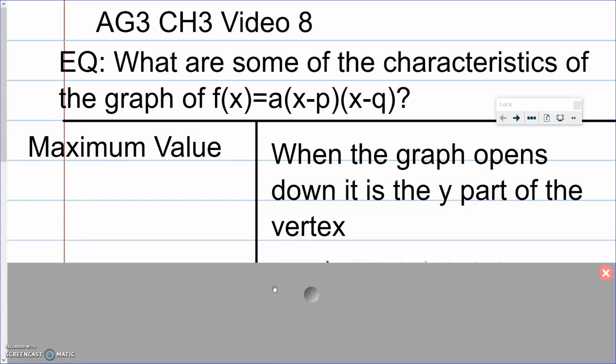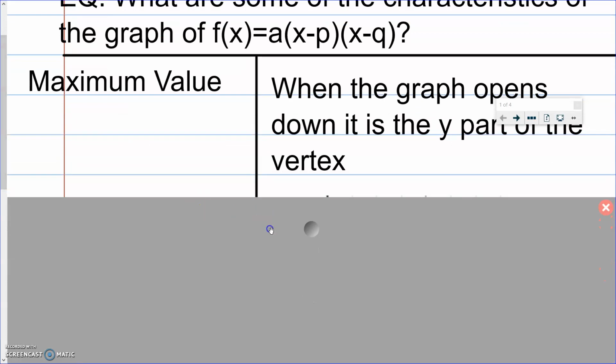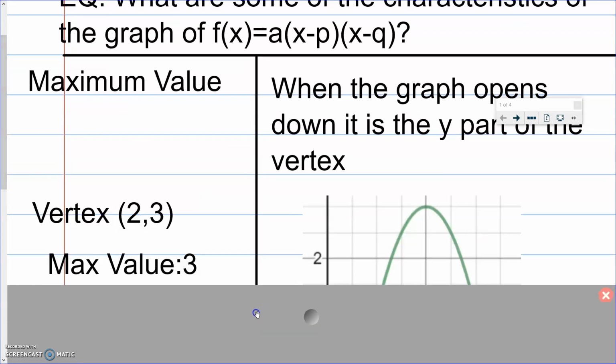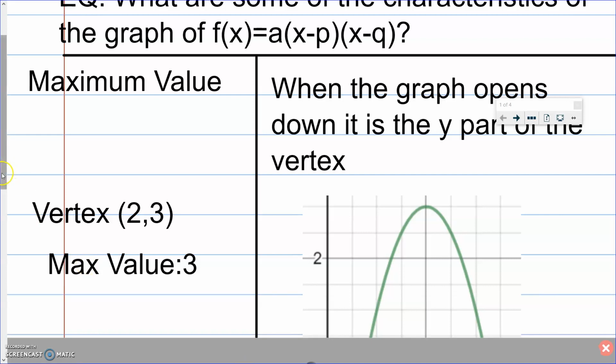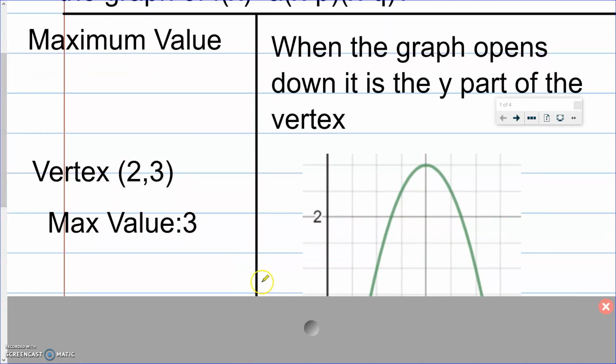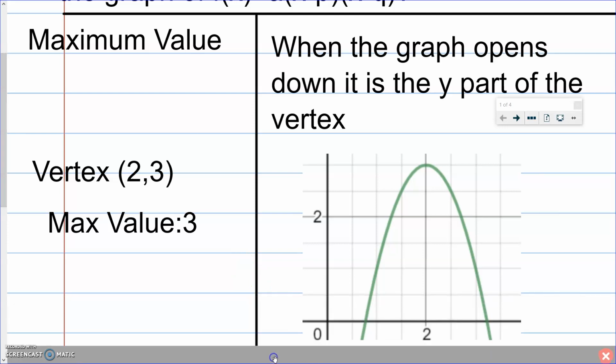We're going to be looking at the maximum value. It's when the graph opens down. It is the y part of the vertex. It'll be the maximum value of our function. So when we have a graph that's opening downward, in this example, our vertex is (2, 3). Notice that is the highest point of our graph. Our maximum value is the 3 because it comes from the y part of the vertex. So I would highlight the y part of the vertex for our maximum value.